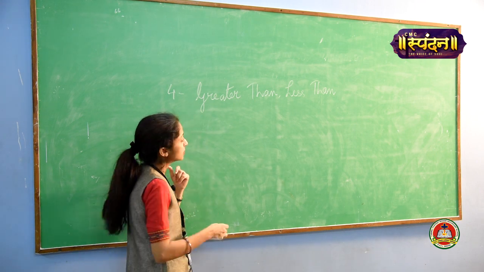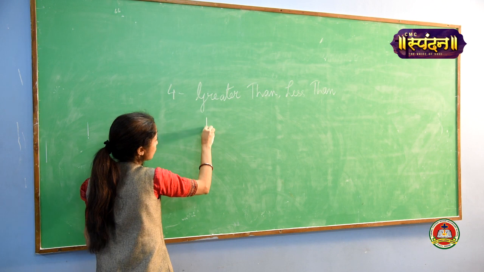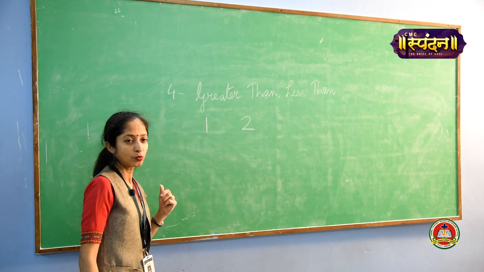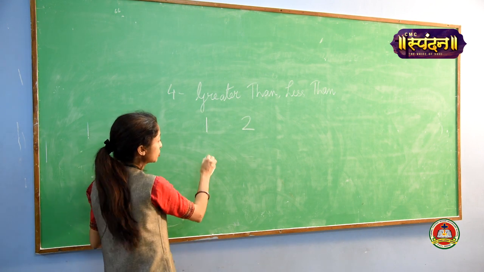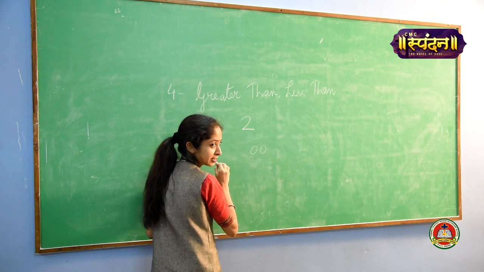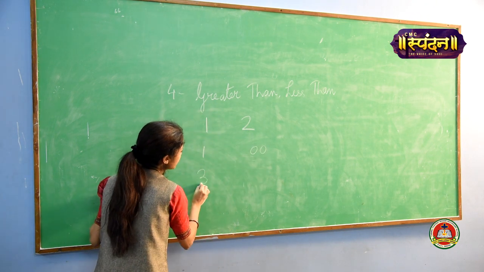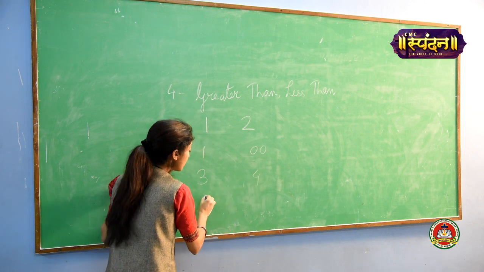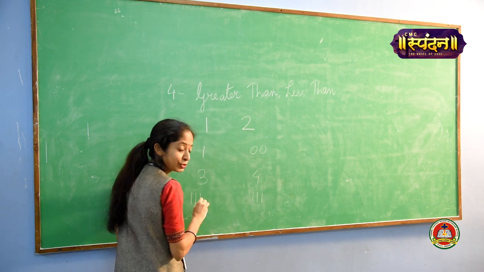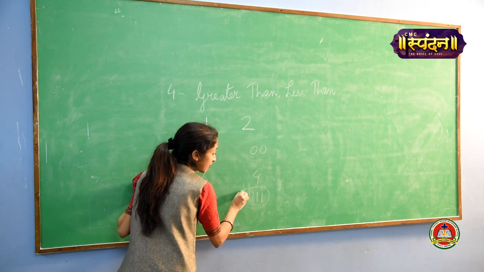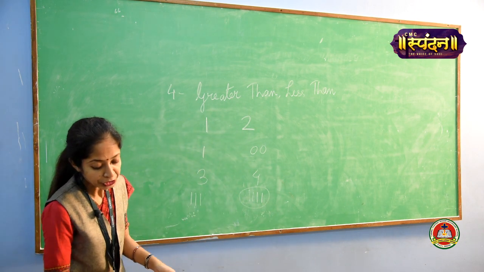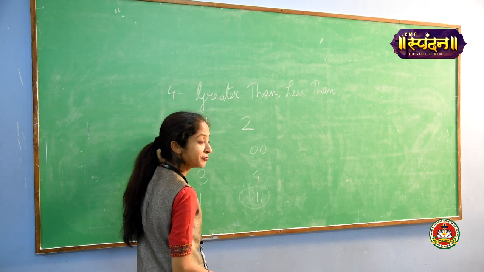Suppose if I say 1 is big or 2 is big, what do you say? 2, because there is only one thing in 1, and in this 2 there are 2 things. Is it clear? Now if I say 3 is big or 4 is big, you are having 3 pencils, you are having 4 pencils. So which one is big? 4 is big. You are having more things over here. Similarly, as we go forward, now we are going to identify which numbers are bigger than which numbers.